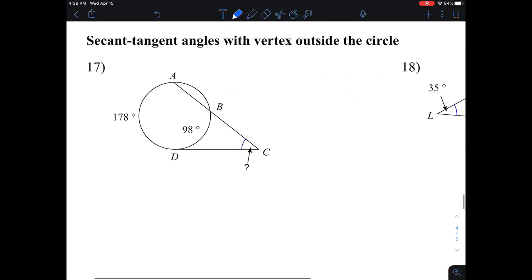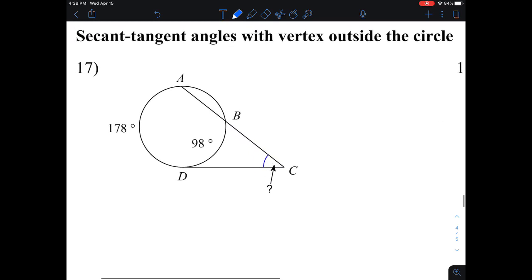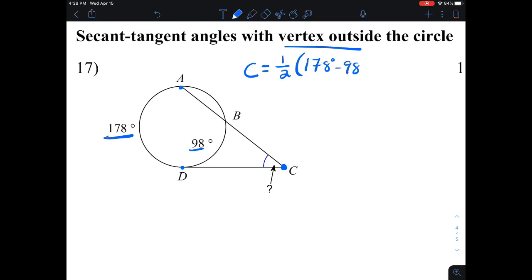All right, let's look here. We have a secant and a tangent angle, vertex on the outside. This time we're trying to directly solve for the angle itself. When the vertex lies on the outside of the circle, and I'll just say angle C in this case, the measure of angle C is going to equal 1/2 times the difference in the measures of the outer arc and the inner arc. So 1/2 times 178 degrees minus 98 degrees. And that would give me the measure of angle C. And angle C is going to come out to be 40 degrees.